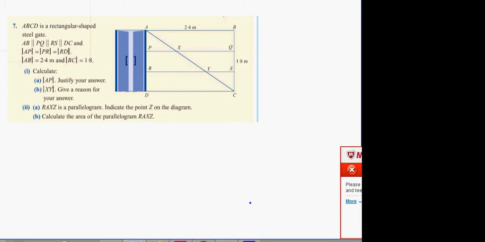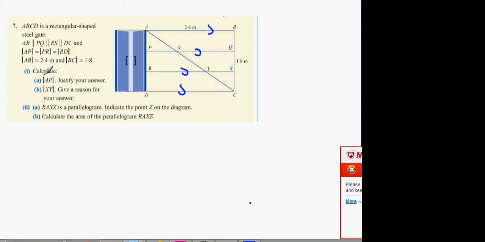Question 7. ABCD is a rectangular shaped steel gate, okay? AB is parallel to PQ. PQ is parallel to RS, parallel to DC. So basically all these are parallel lines, what we learned earlier, okay?